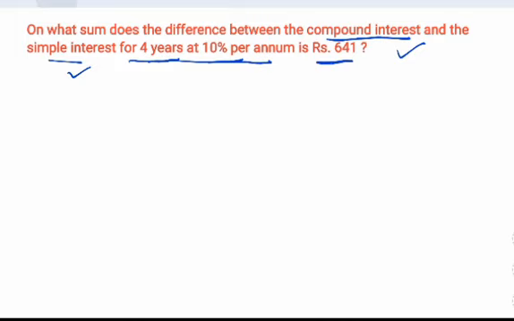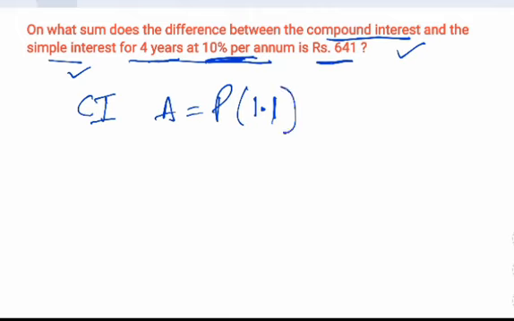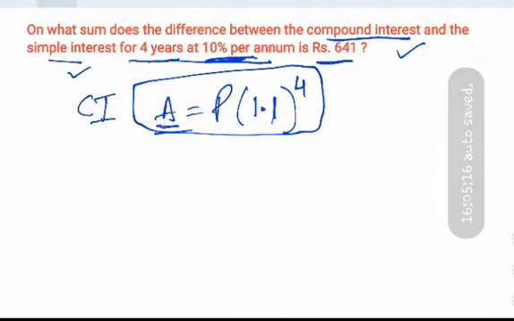So we know that in compound interest, the amount is equal to the principal into, since the rate of interest is 10%, so it will be equal to 1.1 raised to the power 4. So the amount after 4 years would be equal to principal into 1.1 to the power 4.